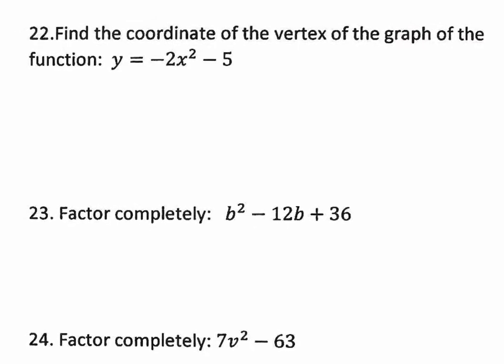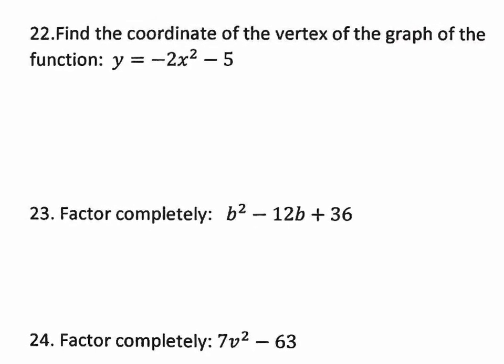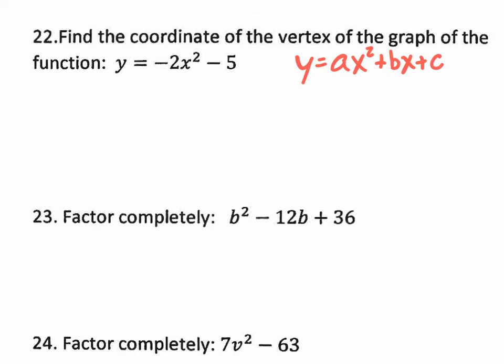Number 22, the coordinate of the vertex of the graph of the function. Find the coordinate of the vertex. Okay, so we want the vertex. If we look at this in standard form, that's a standard form equation. If we are looking at it in standard form, then we need to use the formula to find the vertex, x equals negative b over 2 times a. And as you could see, the a value is negative 2. The b value, the term with the x, is not there. There is no x term. There's an x squared, but there's no regular x.